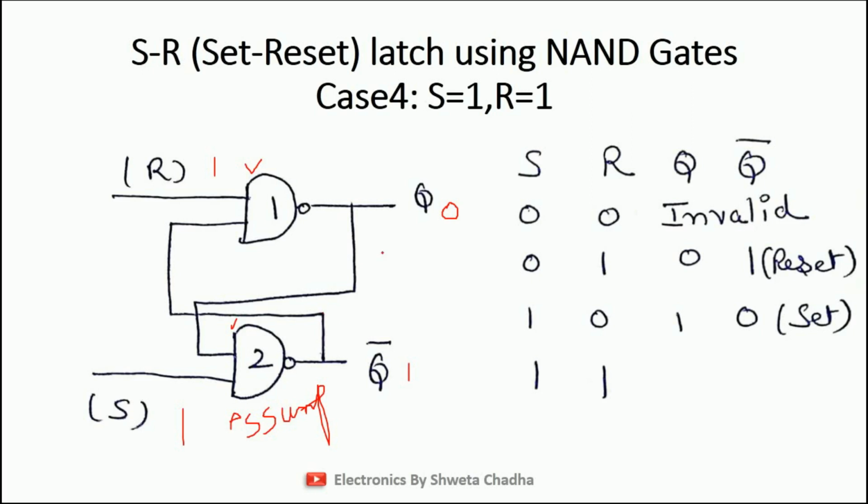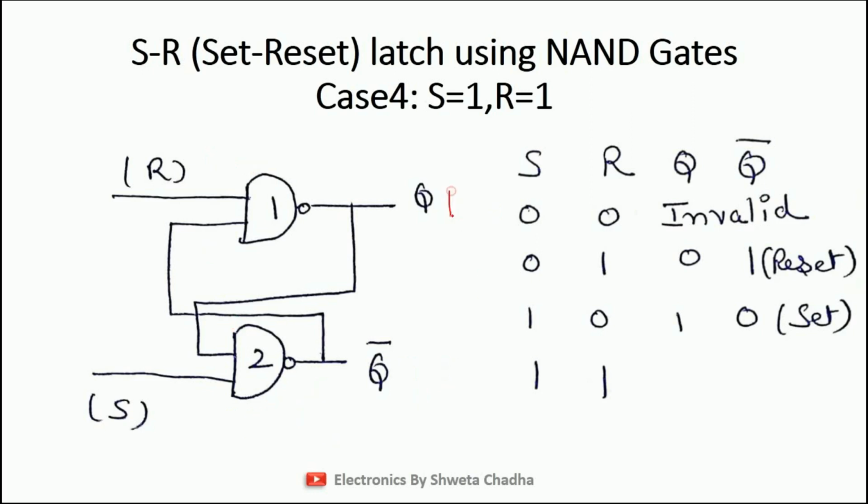Let us assume the previous condition, Q 0. So 0 will be taken and given as the input to gate number 2, and Q bar 1, so 1 will be given over here. So what is the output of NAND gate when both the inputs are 1 1? Output is 0. 0 1, minimum one input is 0, output is 1. So students, this says that if my previous output was 0 1, the next output will also become 0 1. Now let us discuss the second assumption.